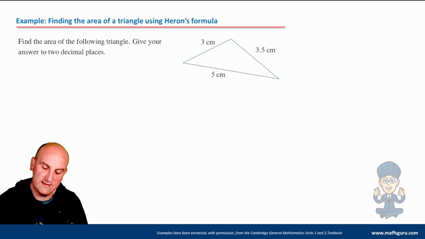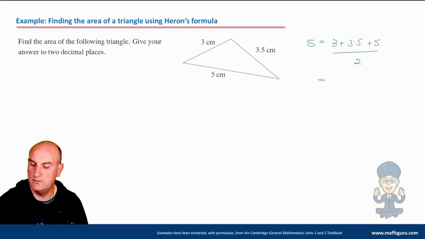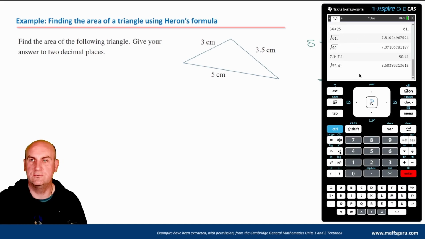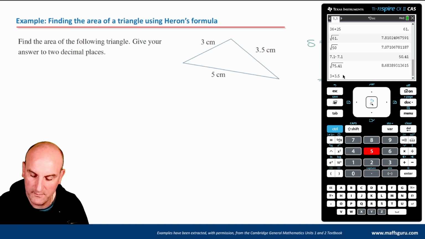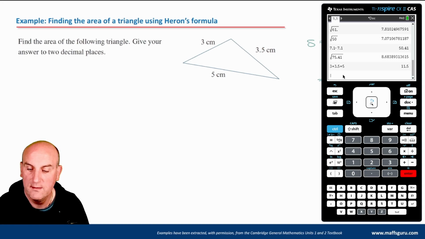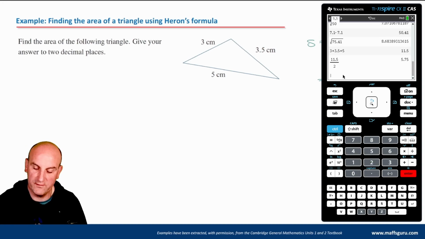So Heron's formula says to find my value of S, do my 3 sides. So 3 plus 3.5 plus 5, and divide it by 2. All right, so I'm going to bring up my calculator, which is going to obscure that for a moment. And so what do we got here? We got 3 plus 3.5 plus 5. Hit enter. And I'm going to divide that by 2. It's going to be 5.75.